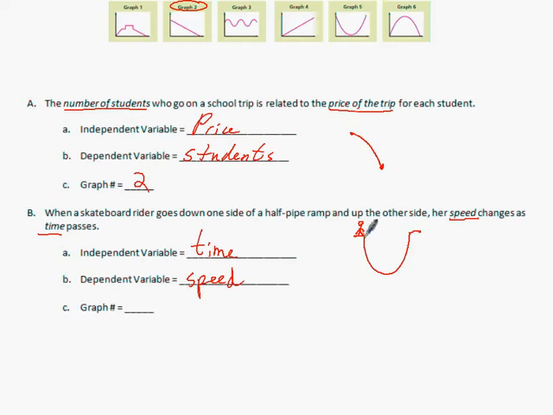When this rider is at the top, her speed, if we think about a graph, is actually going to be at 0. She's not moving yet. As she goes down, she starts going faster and faster. So speed's going to go higher and higher. As she goes up the other side, she's going to slow down until she comes to a stop again. So the graph that looks like this, to me, is graph 6. Let's move on. This one's going pretty quickly.